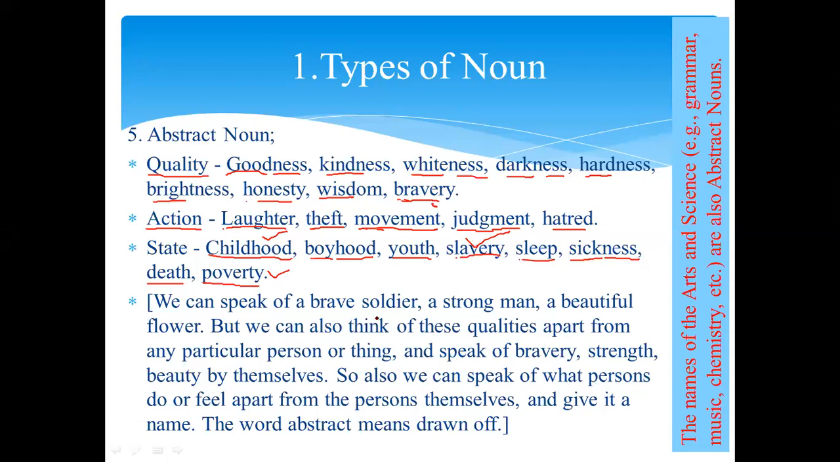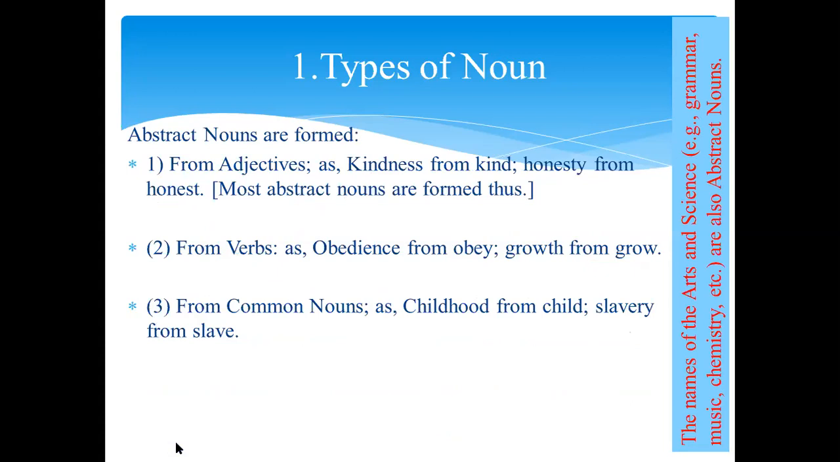So we can speak of a brave soldier, a strong man, a beautiful flower, but we can also think of these qualities apart from any particular person or thing, and we speak of bravery, strength, and beauty by themselves. The same as I had discussed earlier, we have to just extract that quality, that noun from that particular person or thing that it belongs to. So also we can speak of what persons do or feel apart from the persons themselves and give it a name. The word abstract means drawn off.